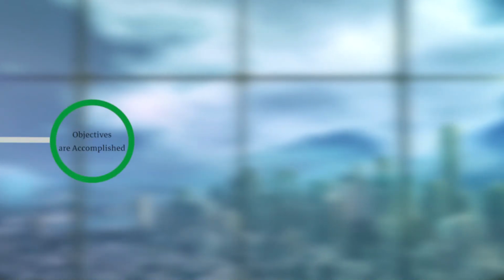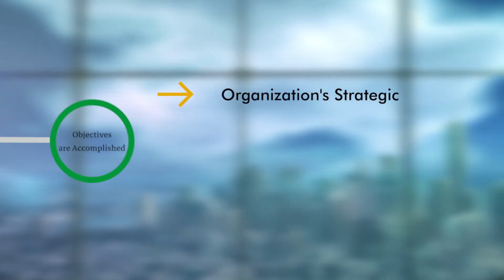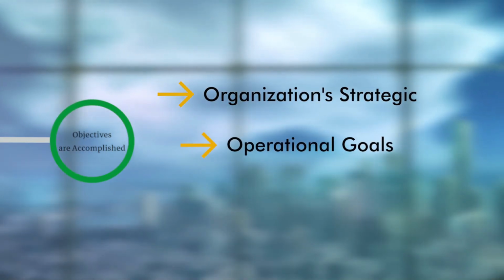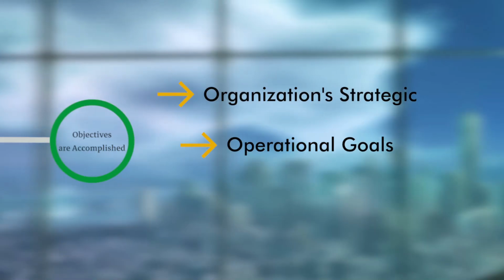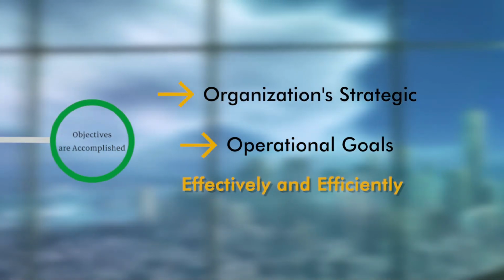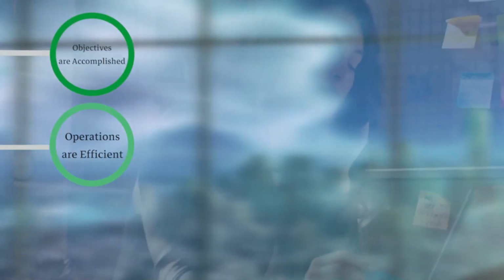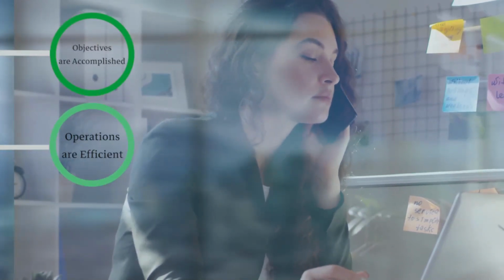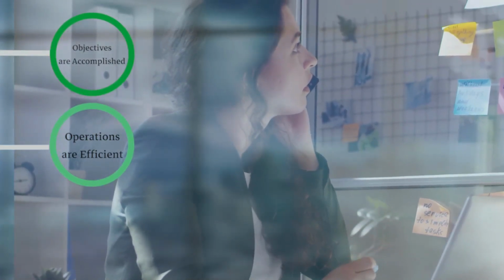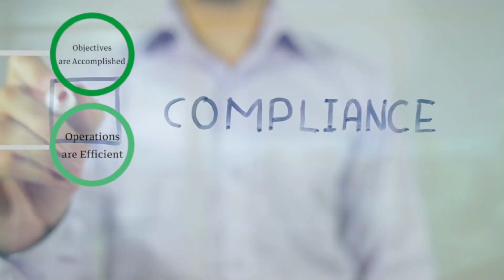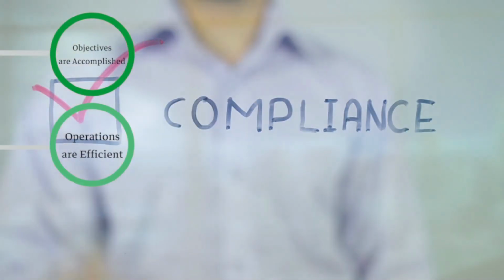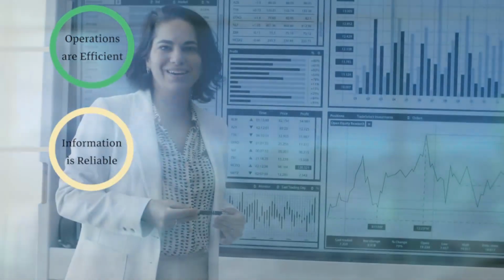Objectives are accomplished. You assess whether the organization's strategic and operational goals, including those related to AML CFT, are being met effectively and efficiently. Operations are efficient. You evaluate the effectiveness and efficiency of operational processes, including those involved in AML CFT compliance, identifying bottlenecks or areas of unnecessary cost.